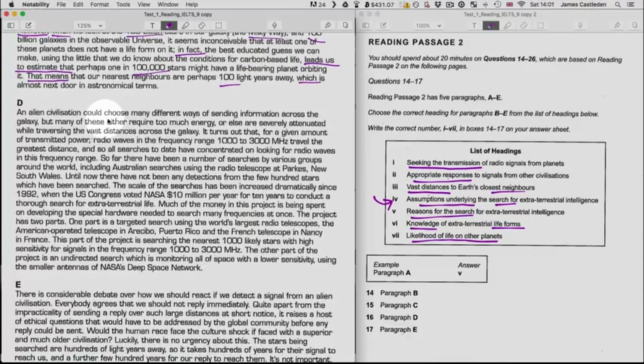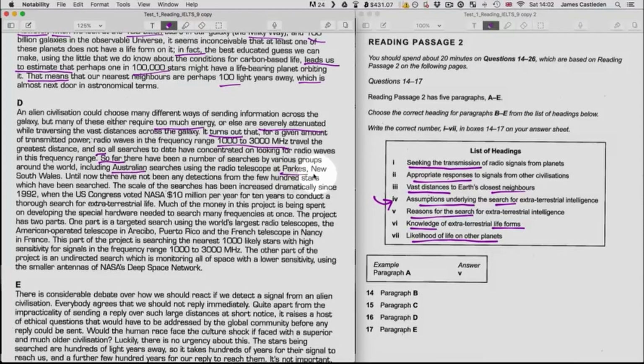An alien civilization could choose many different ways of sending information across the galaxy, but many of these either require too much energy or else are severely attenuated while traversing the vast distances across the galaxy. So they're either too much energy, one of them, or they lose their power. Turn out to discover that. We'll leave these numbers here, and so far that's about time.